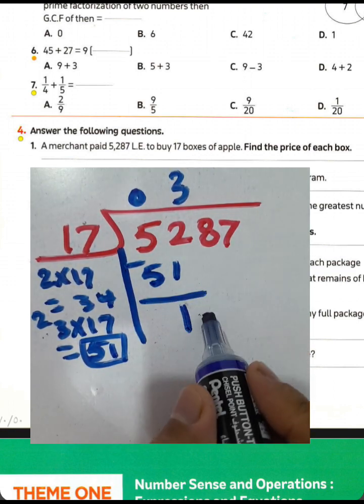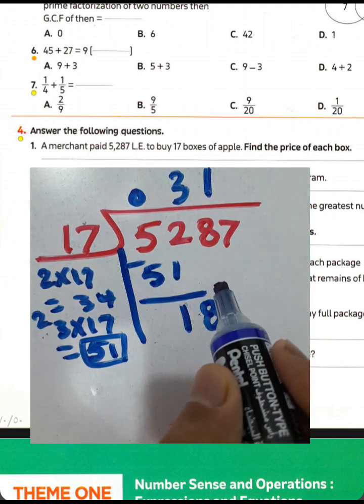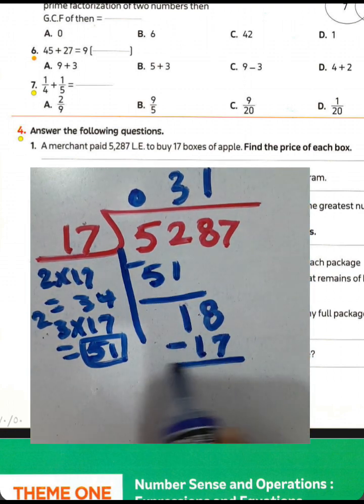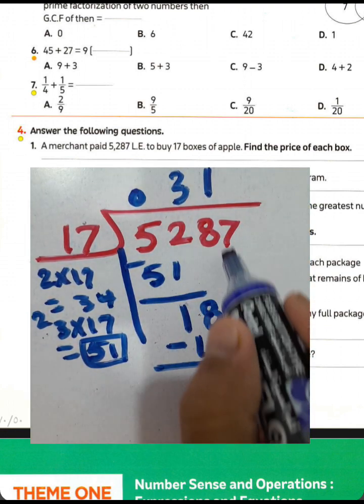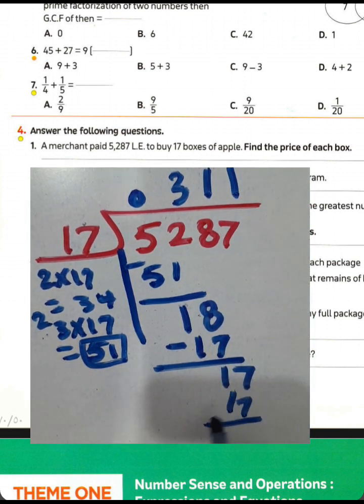It will be 1, and then drop 8. It will be 18 divided by 17 equals 1, because 1 times 17 equals 17. The difference between them equals 1, and then drop 7 here. 17 divided by 17 equals 1. 1 times 17 equals 17.